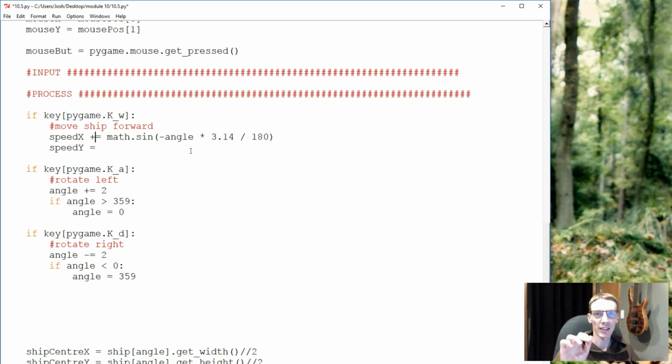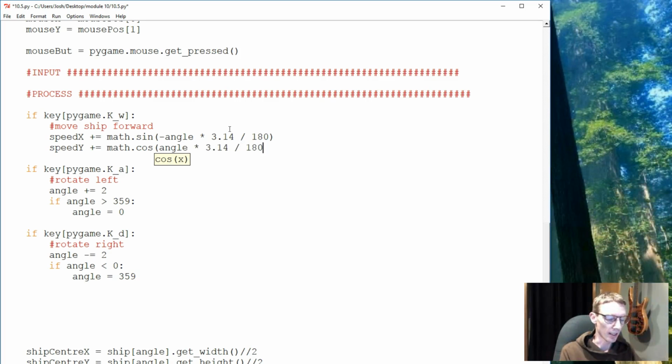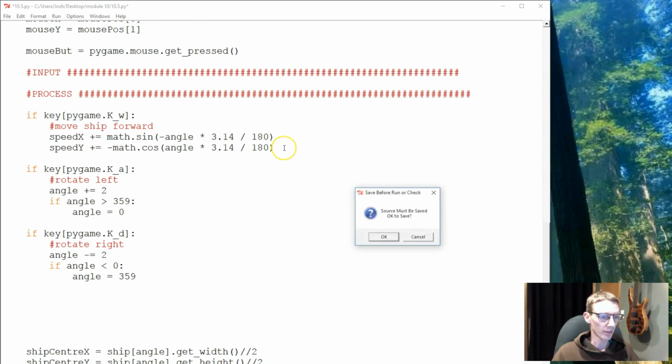We want to hold down that W button and be able to speed our ship up from stop. And we're going to do the same thing for the y speed, except in this case, it's going to be cosine. And so we're going to go angle times 3.14, divided by 180. But because down is positive in Pygame, we're going to have to put a negative right there.